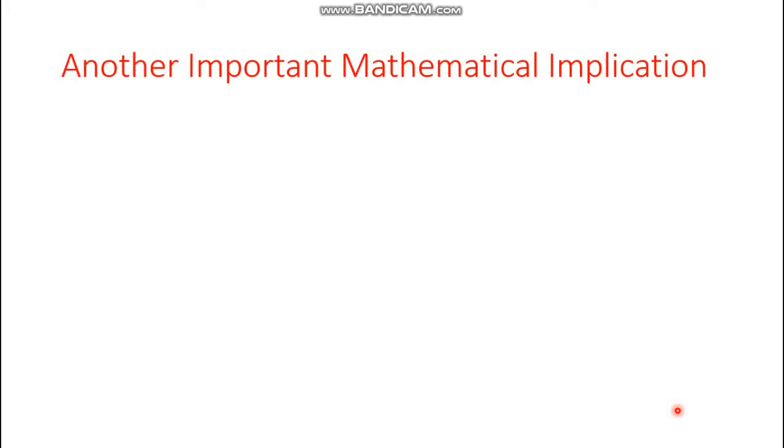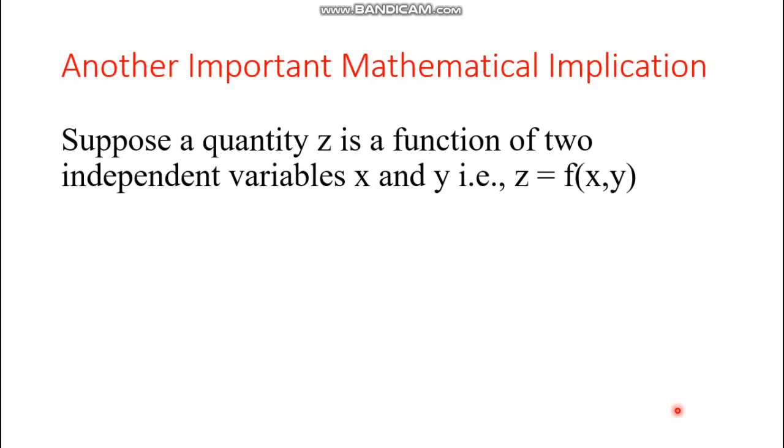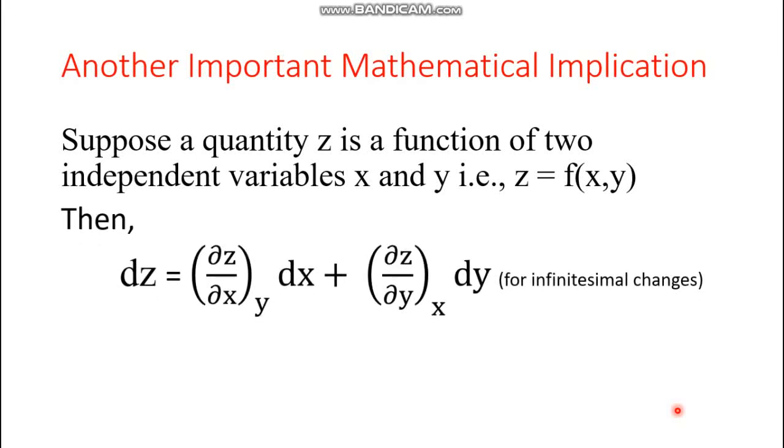And finally, at the end of this lecture, another important mathematical implication. This is also very important, which will be applied throughout the chapter. Suppose a quantity z is a function of 2 independent variables x and y, so that z equals f of x, y. Then what is the expression of this? This is very important. It will be applied throughout thermodynamics and in its applications in the next semesters.